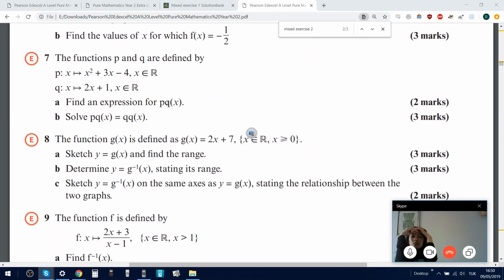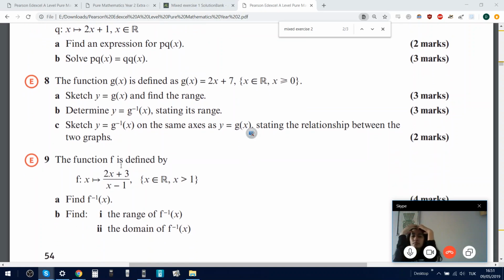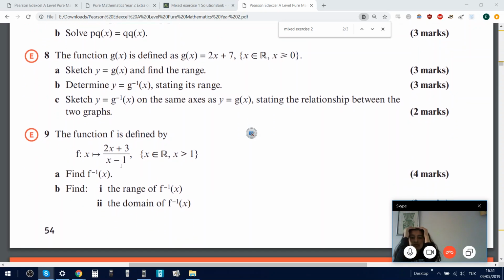What is this about p of q of x? Which question? 7a. Functions p and q are defined. Find an expression for pq. So you put q(x) into p. So 2x plus 1 into x. Then work it out. Yeah. I think you're okay there. Okay, this one. Range.